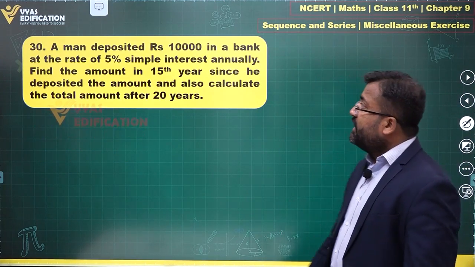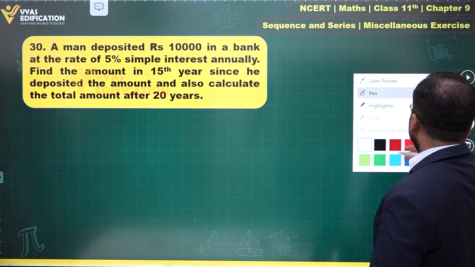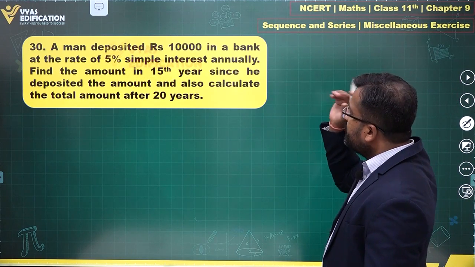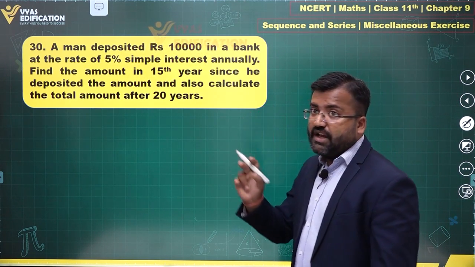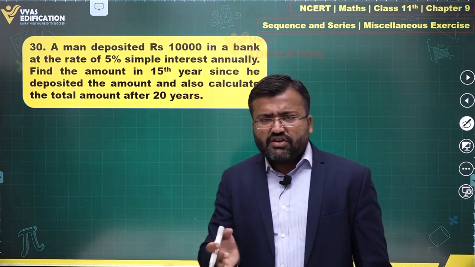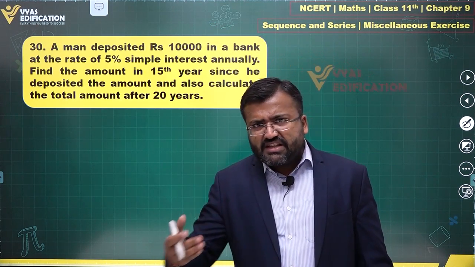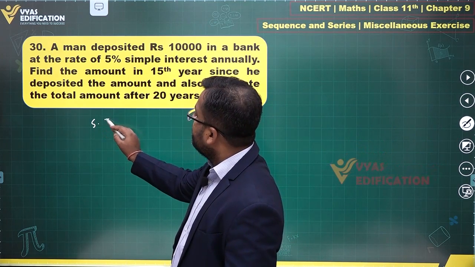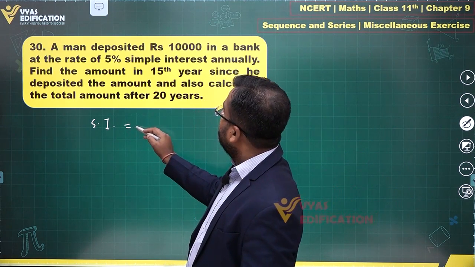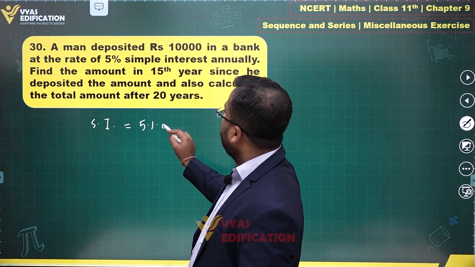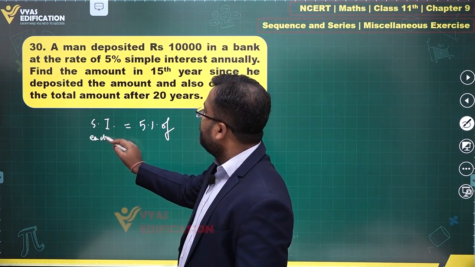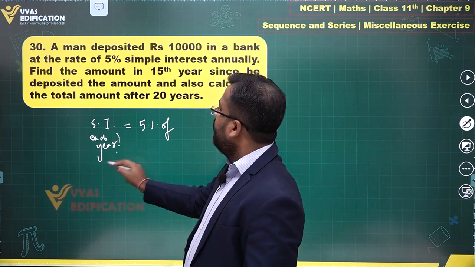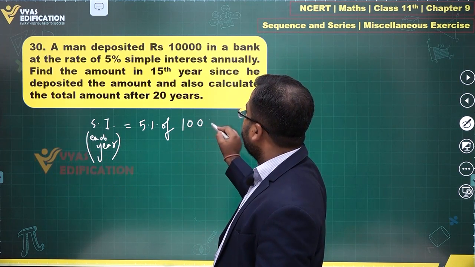In question number 30, what does the person say? A person deposited rupees 10,000 in a bank at the rate of 5% simple interest annually. Now, mind you, simple interest does not add to the amount, so interest will remain the same throughout. So, what is the simple interest? It will be 5% of 10,000 each year.